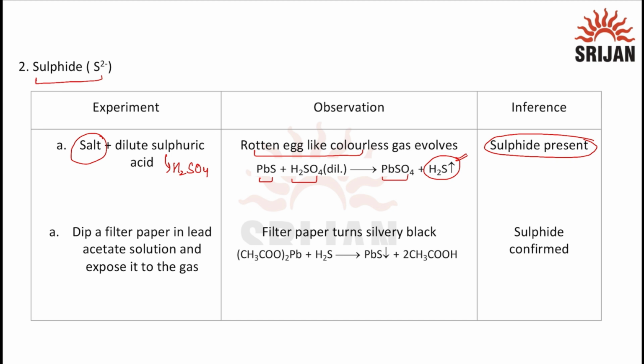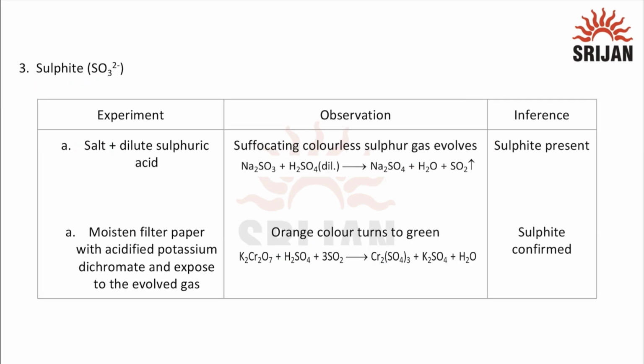As a result, we can conclude that sulfide is present, but still we have to confirm that sulfide is actually present or not. So for the confirmation, first we will take a filter paper and then we will dip it in lead acetate solution and then we will expose it to the gas. The reaction will be as follows: (CH3COO)2Pb, that is lead acetate solution, plus H2S will give us PbS, which is actually black in color, and as a result we will see that the filter paper is turning silvery black, which confirms that sulfide is actually present in that particular salt.